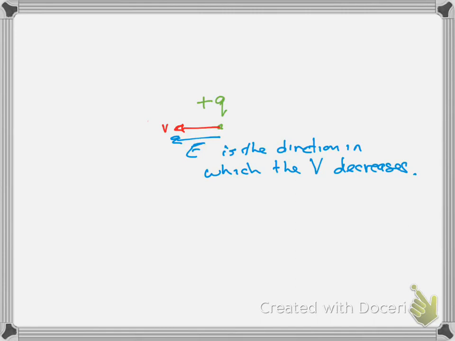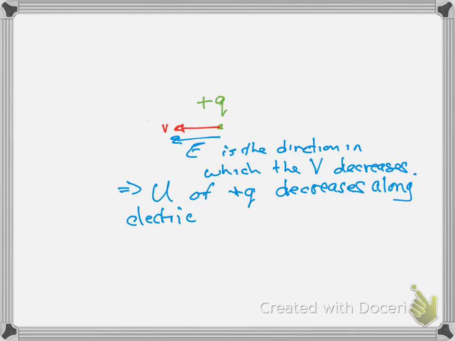Now, what happens to the potential energy? It also decreases along electric field lines, because the plus Q wants to move in the direction of electric field lines. So that's the direction it naturally wants to go, and so that's the direction in which the energy of the plus Q naturally decreases.